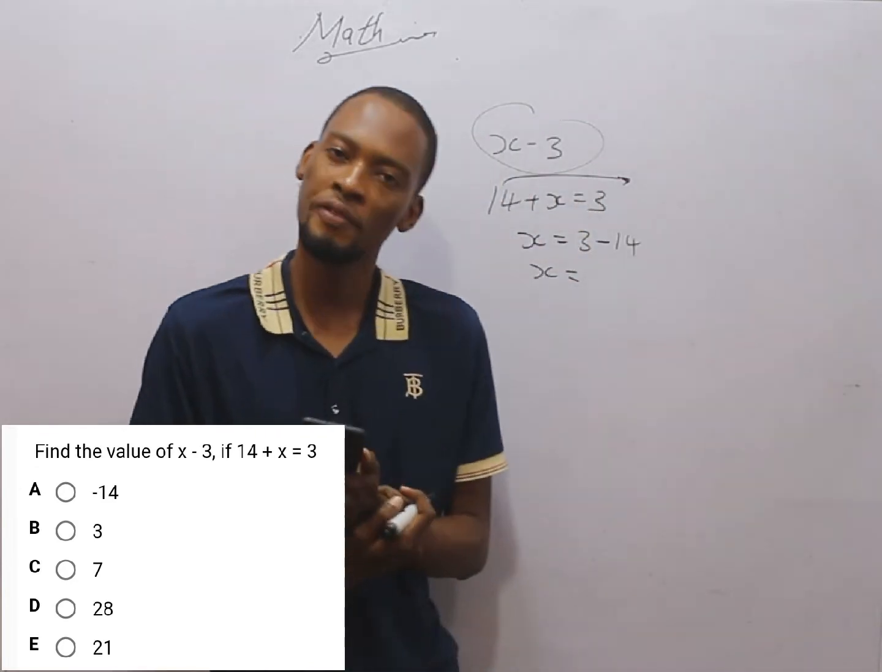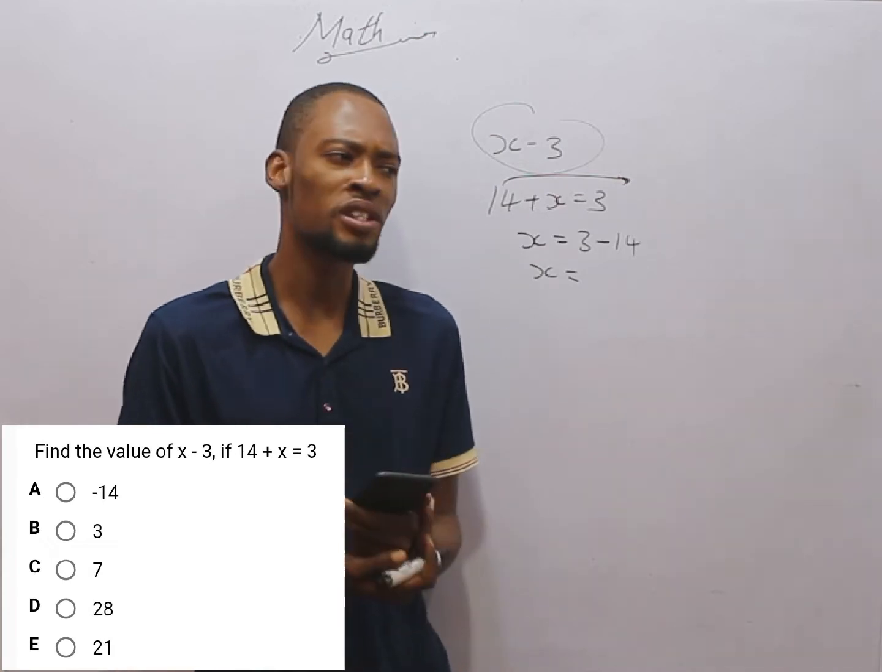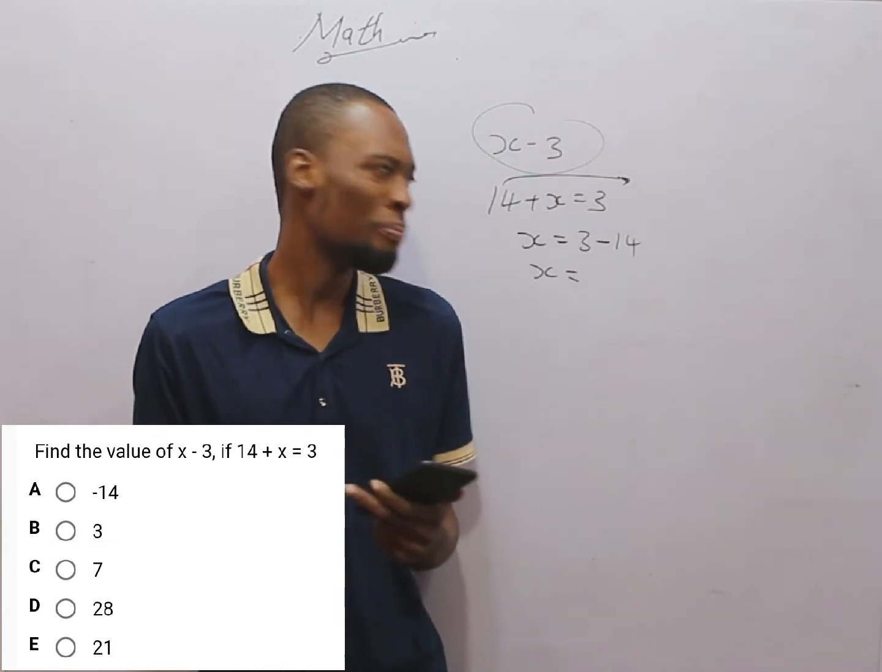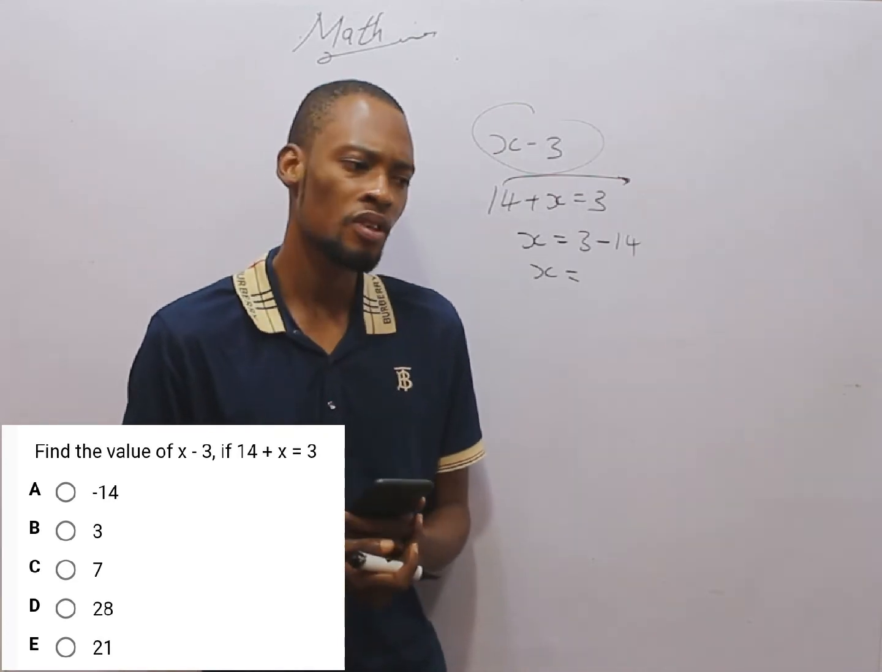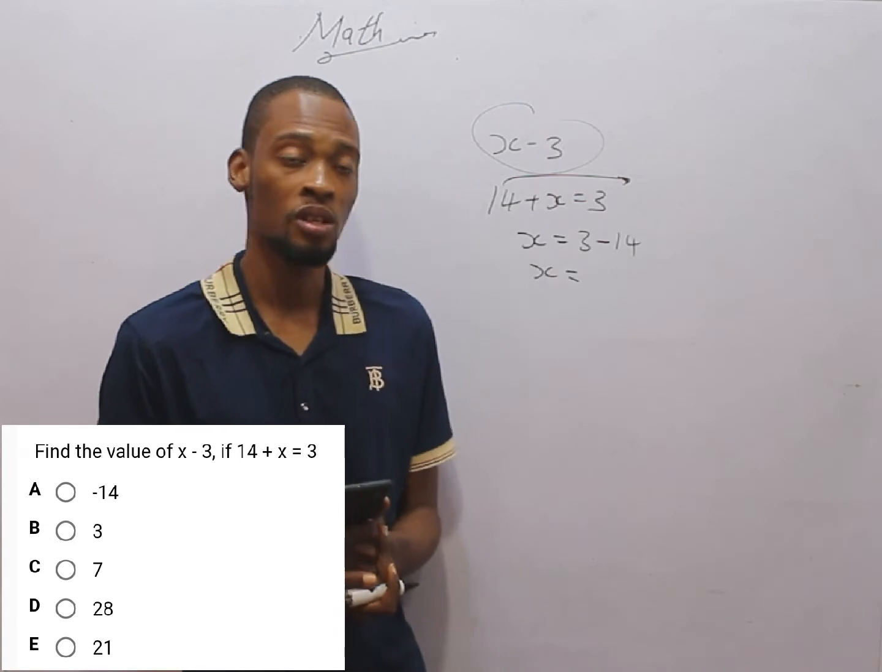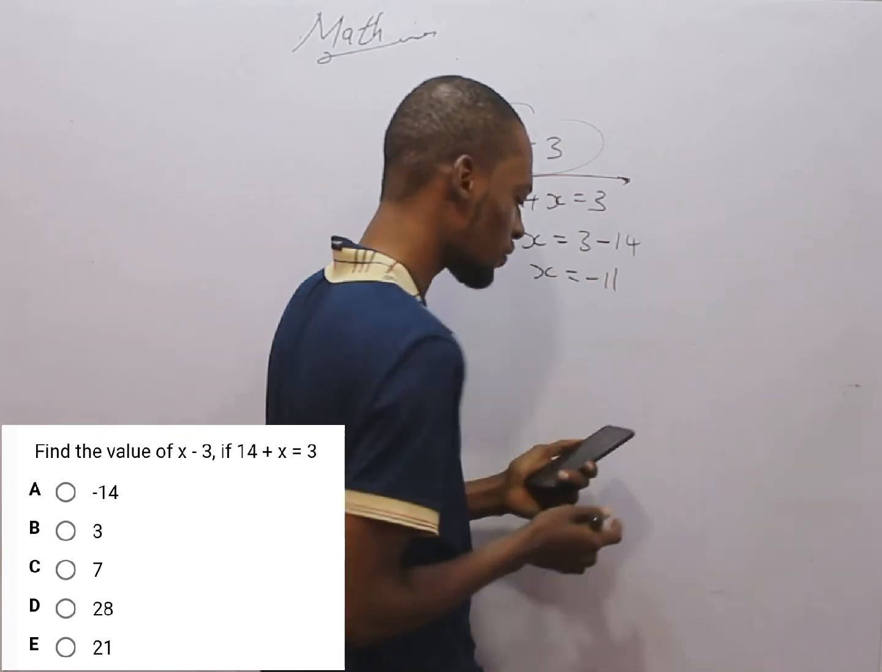3 means you have 3. Minus 14 means you are owing 14. If you are owing 14 and you have 3, after payment, what is remaining? Do you have your own money or are you still owing? You are still owing 11. So since you are still owing 11, here it is minus 11, not 11.